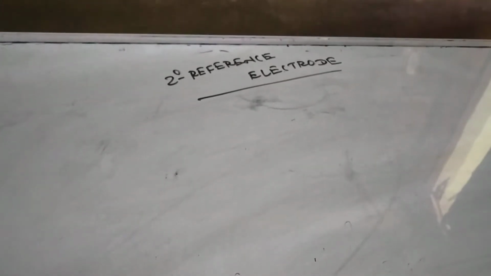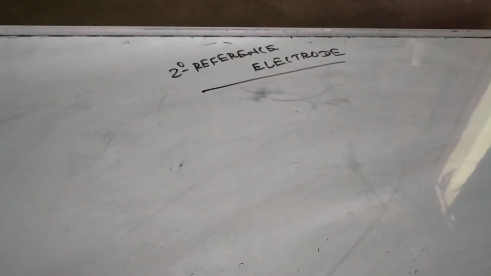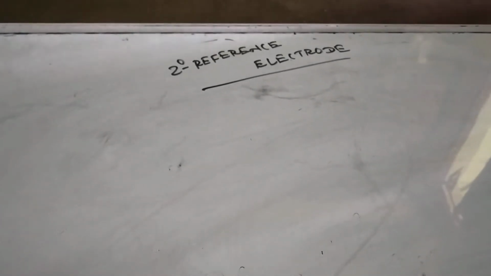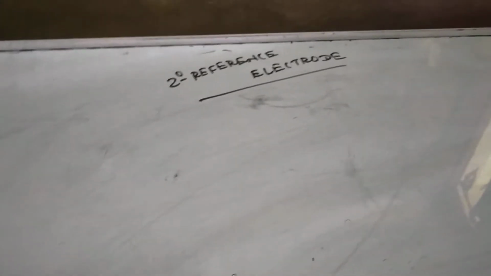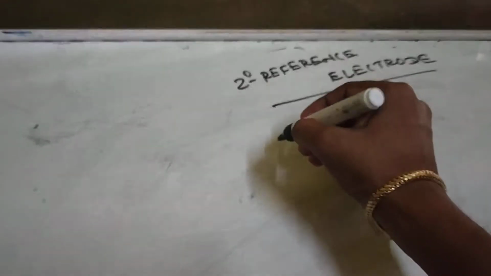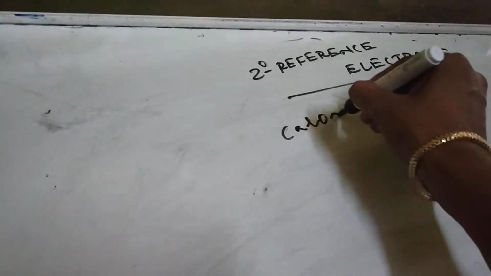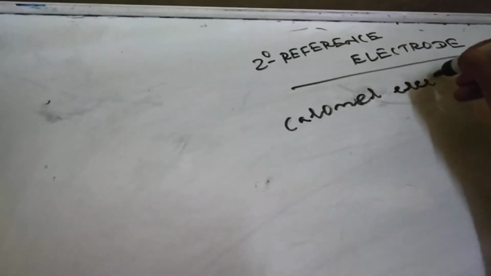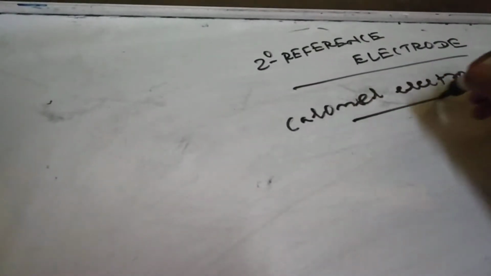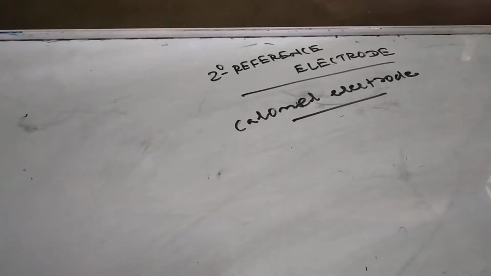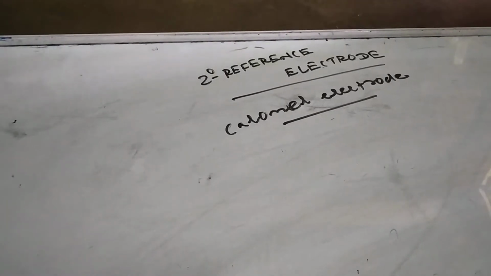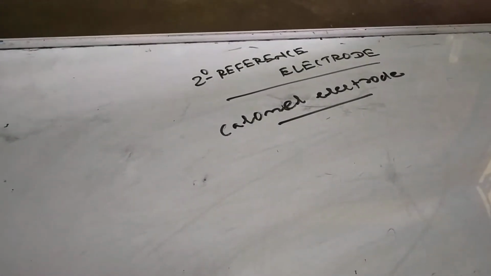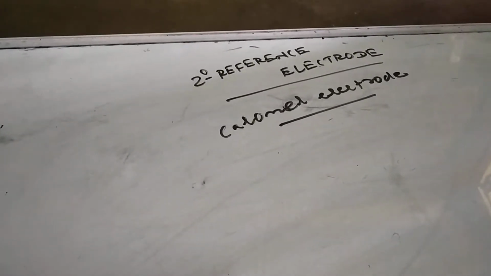Dear students, today I will go for the secondary reference electrode, and in the secondary reference electrode here we will discuss about the Calomel electrode. And how the Calomel electrode helps to calculate the pH value of an unknown solution. Also, I will represent it.